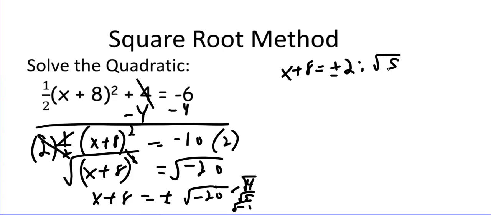And now, last thing we need to do is get rid of that 8, so we're going to subtract it. So it's going to give me x equals, we just put the negative 8 in front of the plus or minus. Again, we do not combine it with the 2i. And there you have it. And that's it.